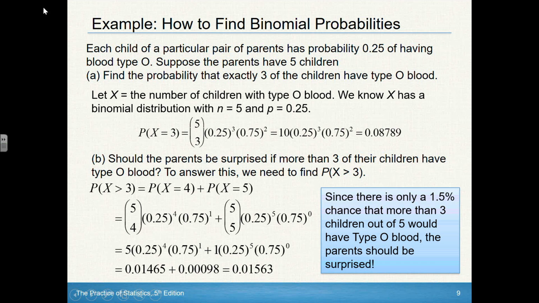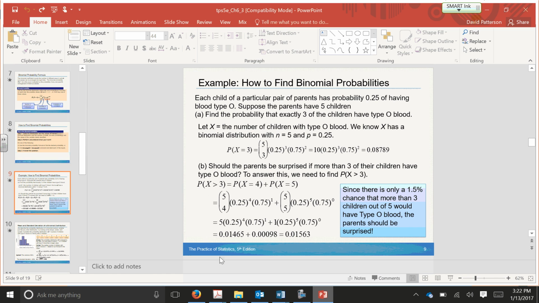All right? So that's it for this introduction to binomial probabilities. In class, we'll talk about it some more and do some more examples and talk about how to use the graphing calculator to help us out with these problems.